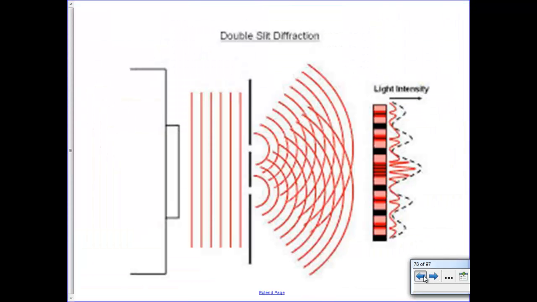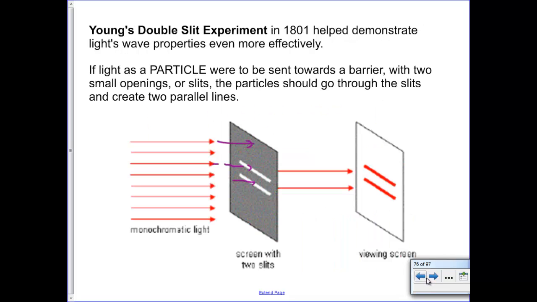So let me go back and cover some of the notes I kind of skipped here then. So from the beginning, if light was a particle, which it actually can act as a particle as well, you'd expect that as you send light through these two slits, you just get two bands sitting right here.